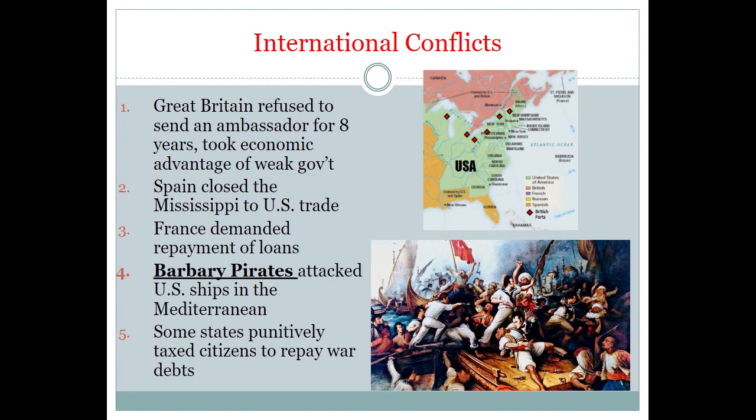Great Britain also refused to send an ambassador. So even after the Treaty of Paris of 1783, they, on paper, formally recognized the United States, but they didn't actually send someone from Great Britain to come and act as an emissary in the United States. Although we had access to the Mississippi River in theory, Spain will end up closing the port of New Orleans to U.S. trade. So in a sense, that agreement kind of goes out the door.